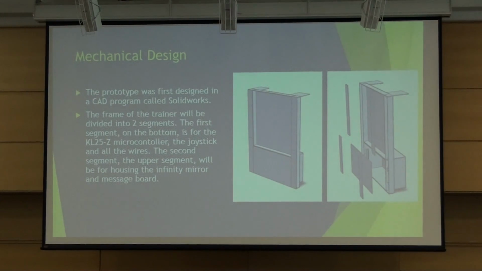On to the mechanical design. So the prototype was first designed in a CAD program called SolidWorks. The frame of the trainer is divided into 2 segments. The upper portion here is where the message board and the infinity mirror go. So the LEDs for the infinity mirror will go right down the side, around the bottom, the top, and this other side. The message board, the LED strips will go across the board.